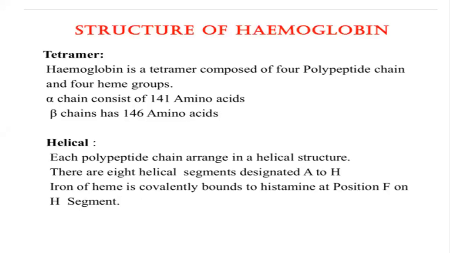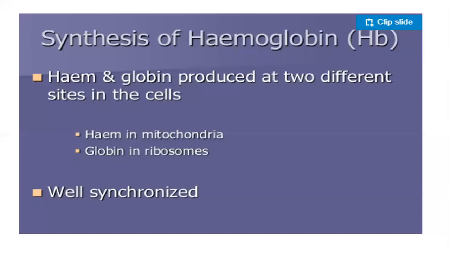So of importance here is that the H segment of the hemoglobin, or this polypeptide chain that has folded, assists in the binding of iron. And this binding is through some histidine, and we shall be looking at that a little later. So how do we synthesize hemoglobin?